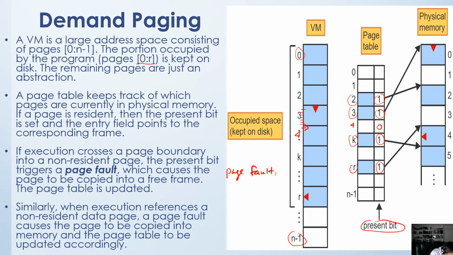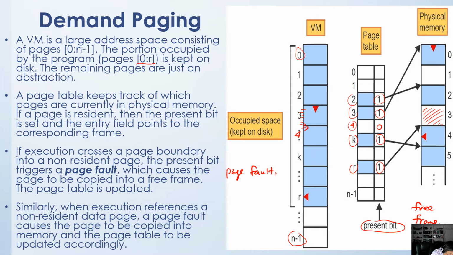This interrupt can eventually try to find a physical frame in the physical memory. And if we find a free frame in the physical memory, then we load the page into the frame and update the page table, right? For example, we find, okay, frame number 3 is available.